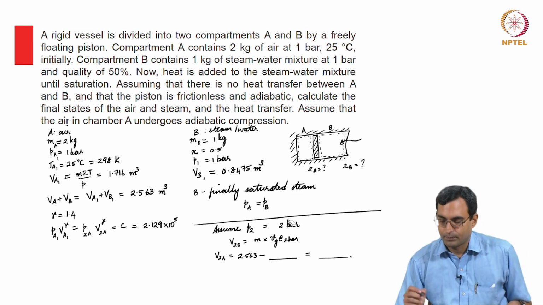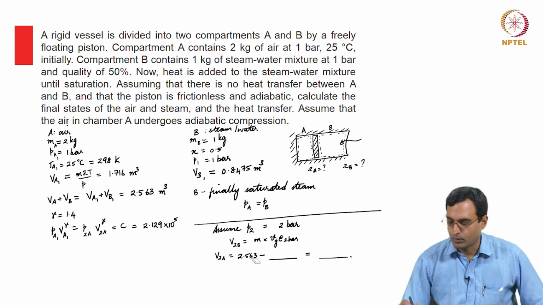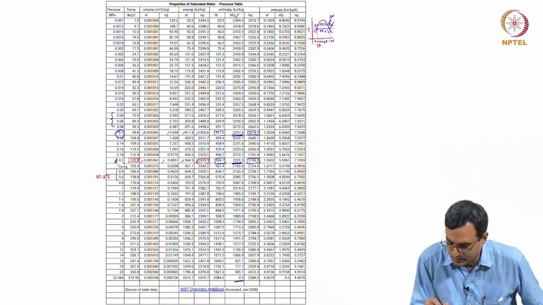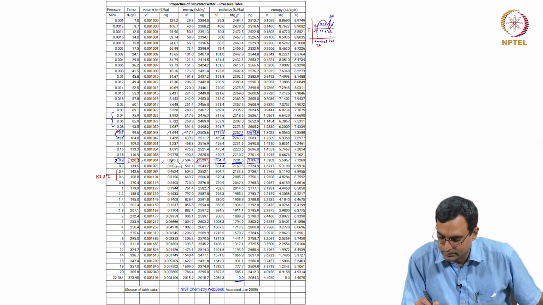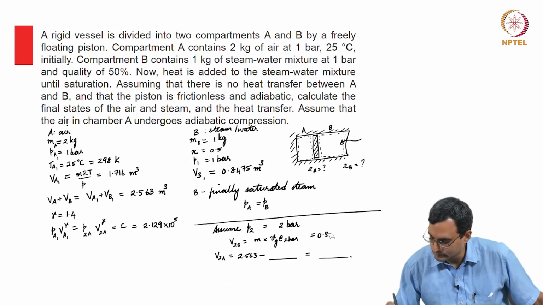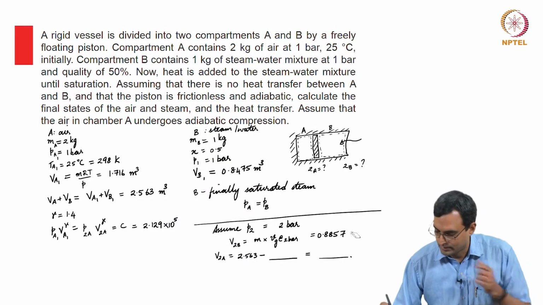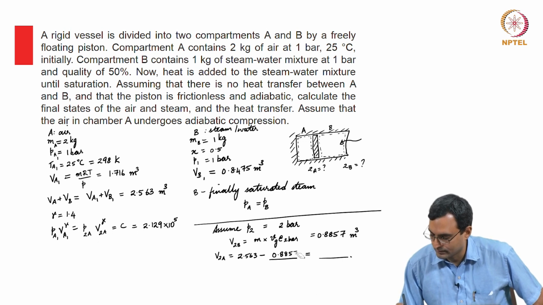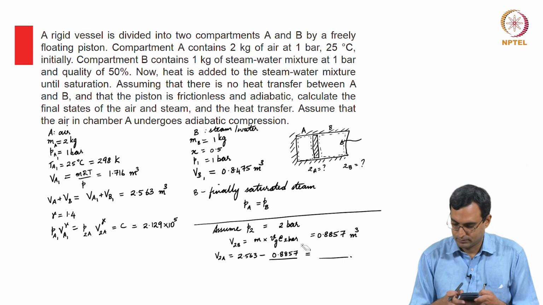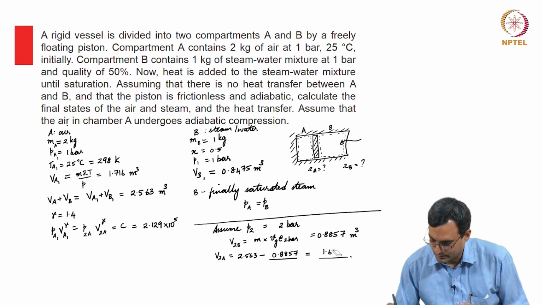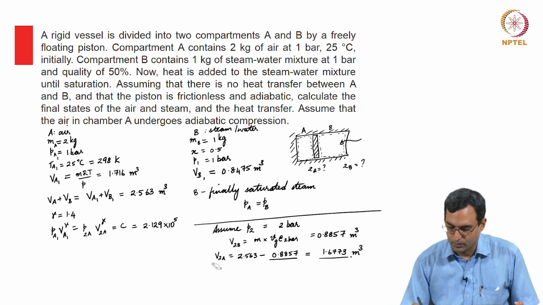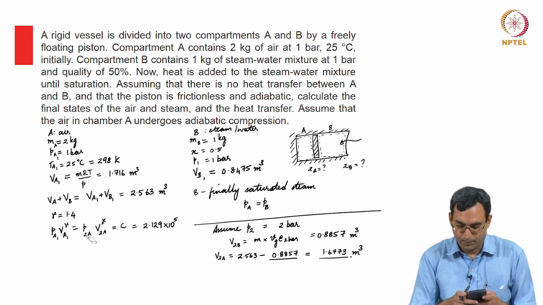So let me see what happens. I am assuming P to be, for example, 2 bar. So what I need is specific volume of the vapor. So I need from this at 2 bar, I need Vg, which is 0.8857. Mass is 1, so this is in meter cube. So now I am going to have V2 of A, which is 1.6773 meter cube. So now using this value of V2A, I am going to calculate this. So I have this to the power of 1.4.